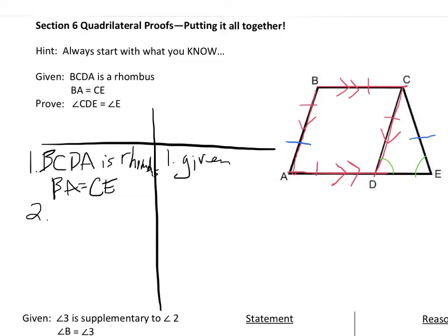So the second step is usually stating something a little more obvious. I'm essentially just saying all those sides are the same length of that rhombus. So BA is equal to BC, which is equal to CD, which is also equal to DA. And the reason I can write for that is just the definition of a rhombus.